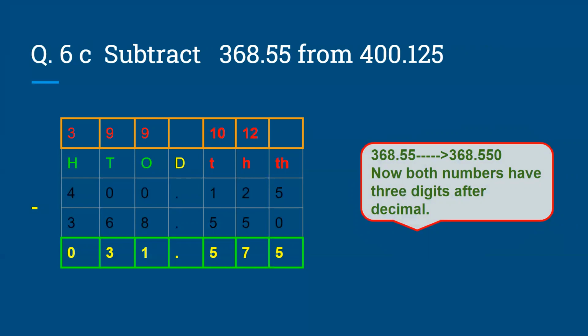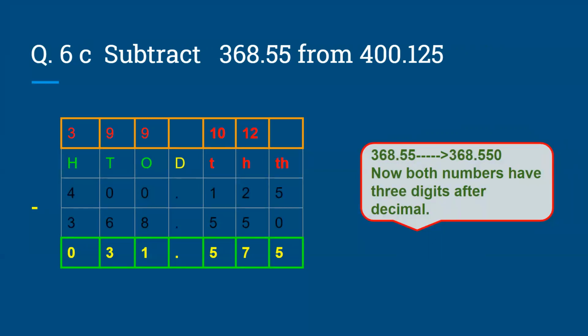Now from hundredths, that is 2. From 2 we can't subtract 5. So we will borrow from tenths. It will become 12. 12 minus 5 equals 7. And now, first of all, tenths was 1. After giving, it will become only 0. From 0 we can't subtract 5. So we will borrow from ones, the first number before decimal. Now tenths become 10. 10 minus 5 equals 5.